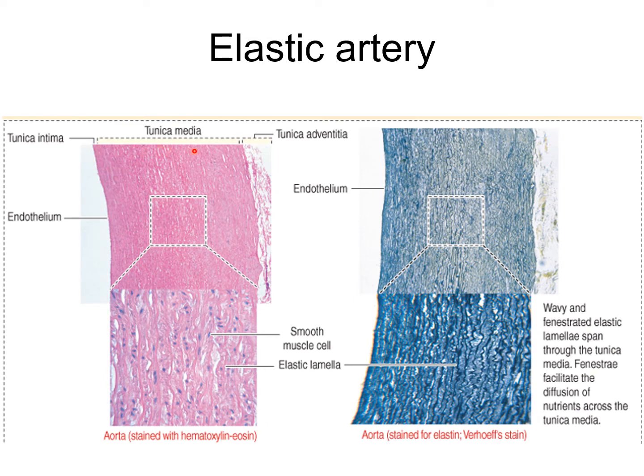This is hematoxylin eosin staining of the wall of an elastic artery. The upper half shows the low power magnification and the lower part the high power magnification of the tunica media. In the tunica media, there are smooth muscle cells, where you can see the nuclei, and in between these wavy areas are the elastic lamina.